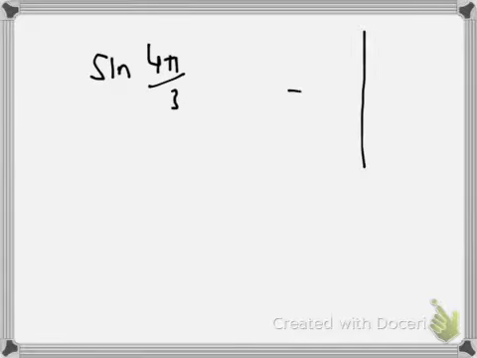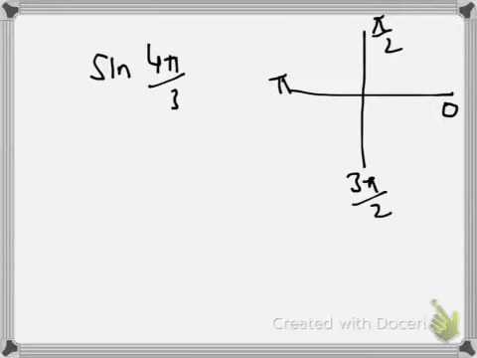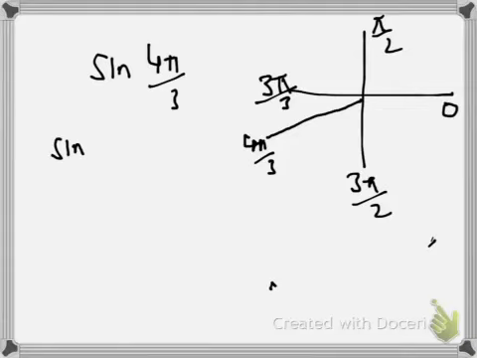And if we look at our CAST diagram, we've got 0, we've got pi on 2, we've got pi, and we've got 3 pi on 2. Okay, so 4 pi on 3. That's going to fall here in the third quadrant. Remember that pi is 3 pi on 3. So we've got 4 pi on 3, so it's pi plus another pi on 3. So let's look at that. So it's sine of pi plus another pi on 3.